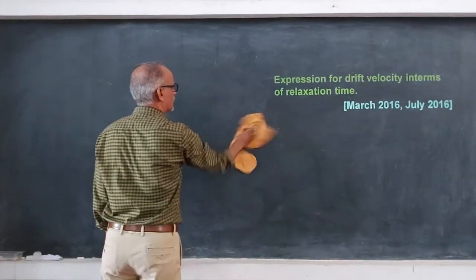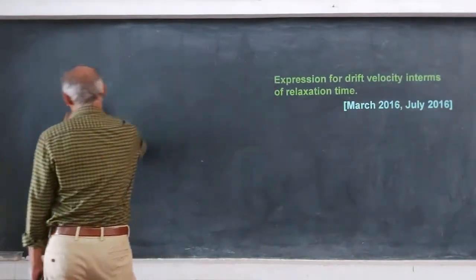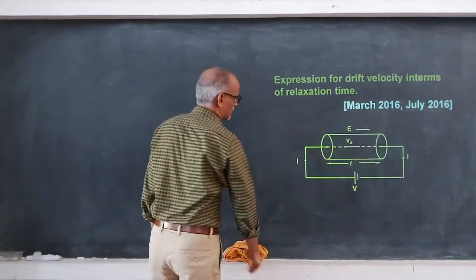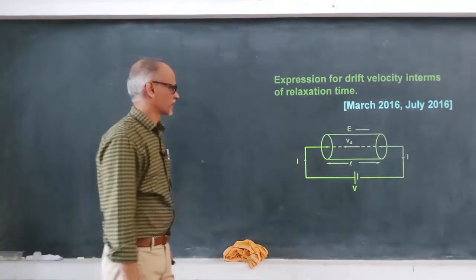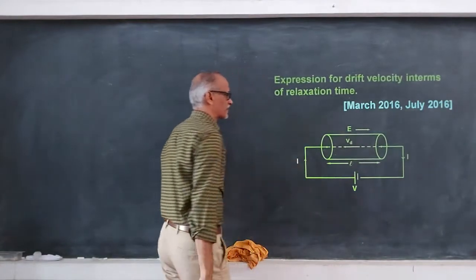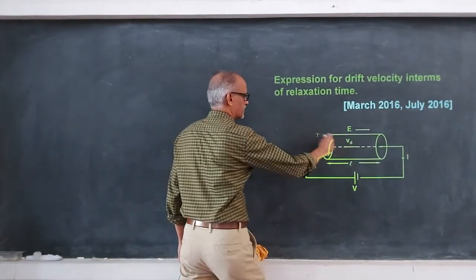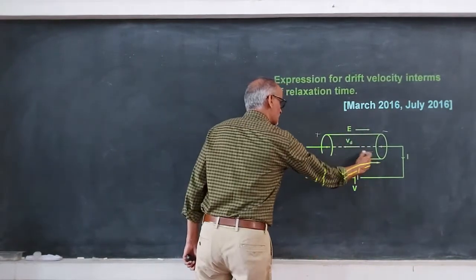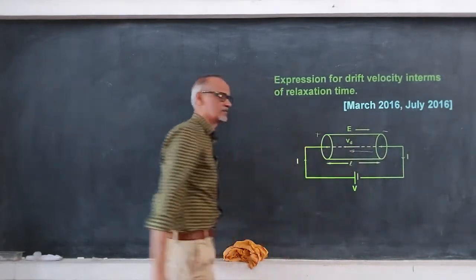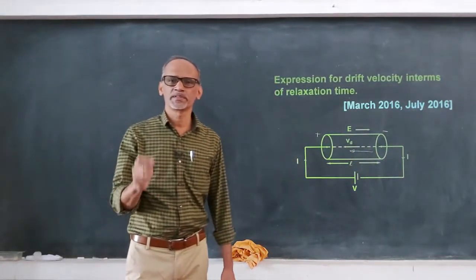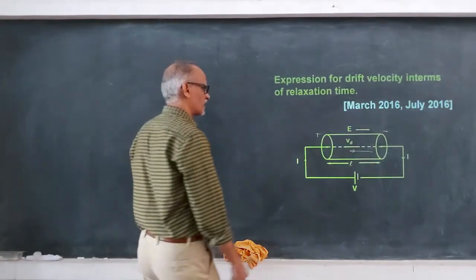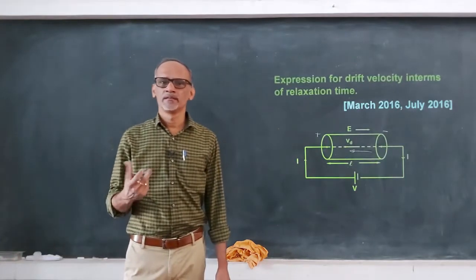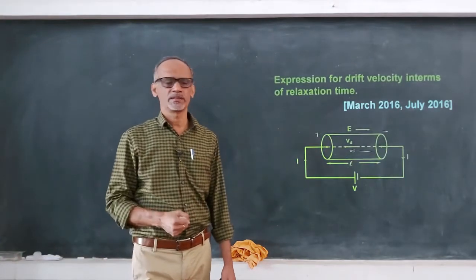So, expression for drift velocity in terms of the relaxation time. First, let us consider a circuit. Look at the circuit. V is the potential difference, E is the electric field, which is always from positive to negative. Electrons will move like this, from negative to positive. Electrons will always move in a direction opposite to that of the electric field. And as they move, they collide continuously, correct? And the average velocity with which they move is called the drift velocity.